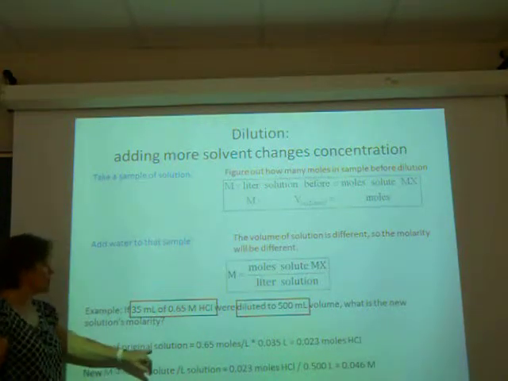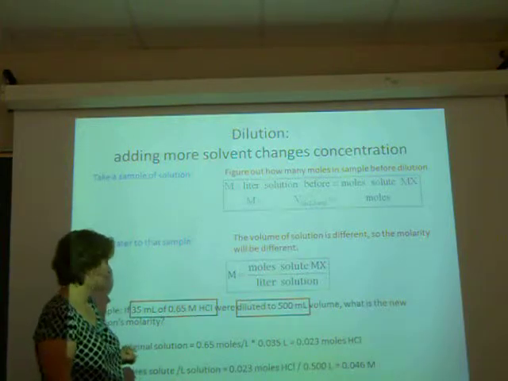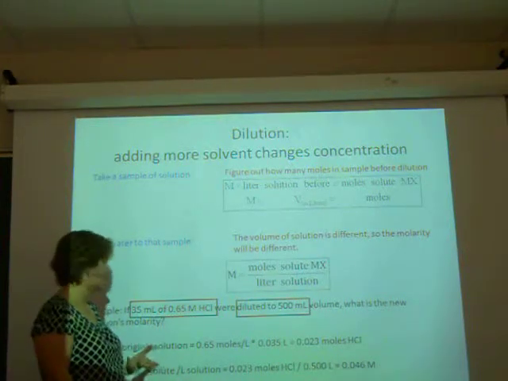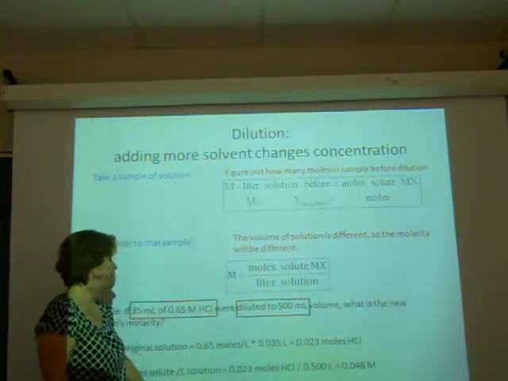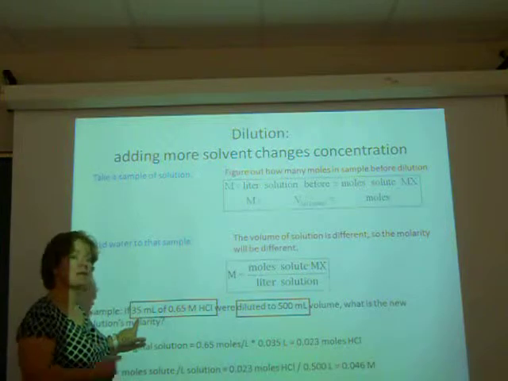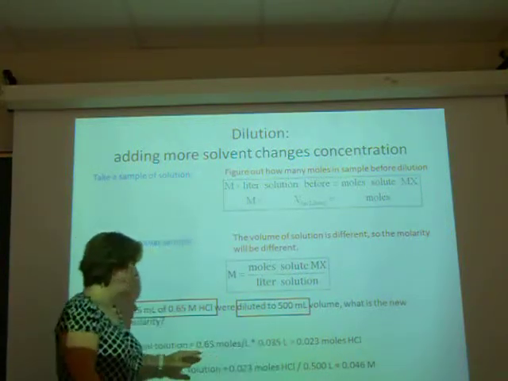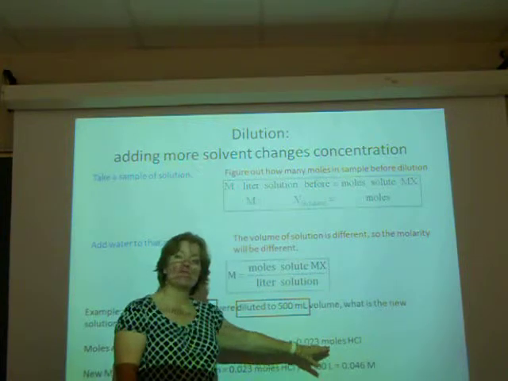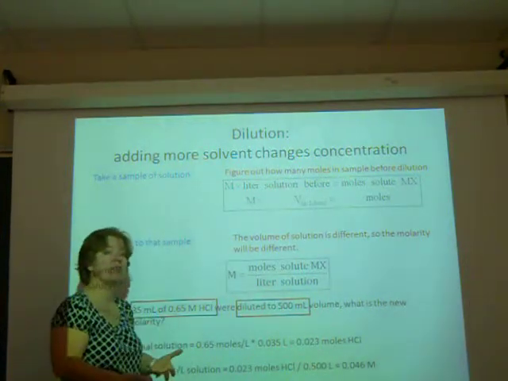So the moles in the original solution, the moles of solute, in this case the solute is HCl, is going to be molarity times liters. So 0.65 moles per liter, that's my molarity, and I'm going to multiply it by liters. Note that it gave me 35 milliliters. I'm going to need to convert that to liters, which is 0.035 liters. When I multiply these together, I get 0.023 moles of HCl. So that's how much solute is in here before I add the water.